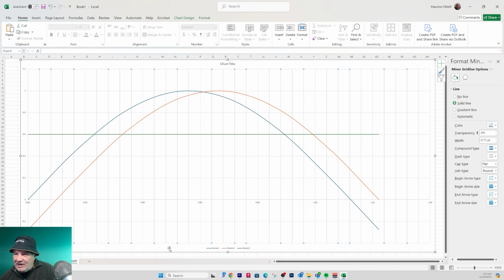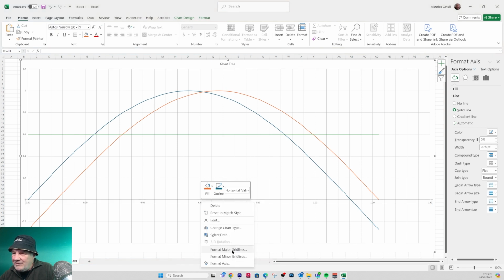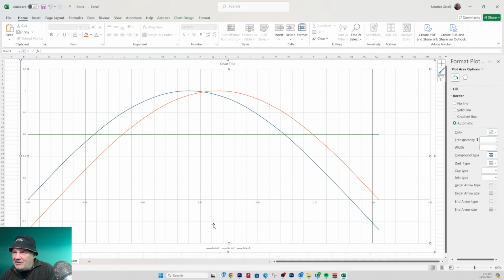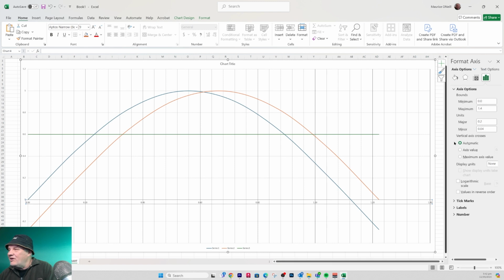Again, back into here. Okay, format. No, that's not what we want. Format the major grid lines. I think I will make those black. There we go. And now I want to try and just get these, format the axes, and I want the majors at 0.2 and the minors at 0.04.